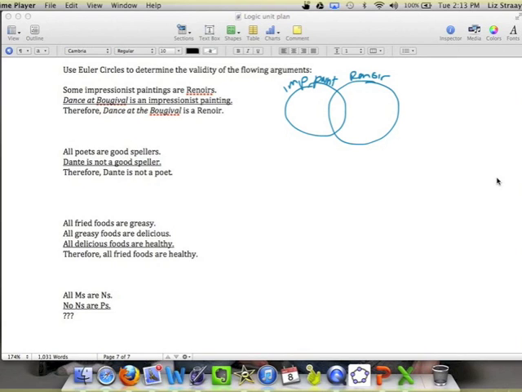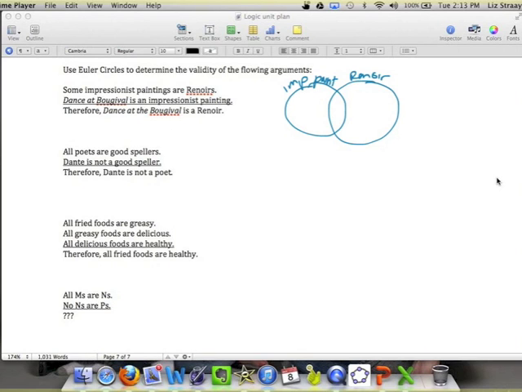Then it says, dance at, and I assume that's French, I don't speak French, dance at wherever is an Impressionist painting. Therefore, it's a Renoir. So what we need to do is figure out, now we're given the specific painting, where does it go in this diagram? So we want to put a point that represents this in here somewhere.